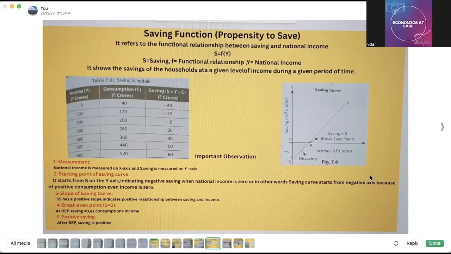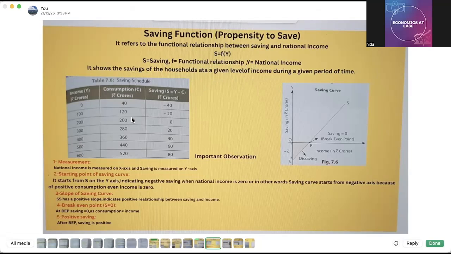So it refers to the functional relationship between saving and national income. S here stands for saving, and it has a functional relationship with the national income, or income. It shows the saving of the households at a given level of income during a given period of time.